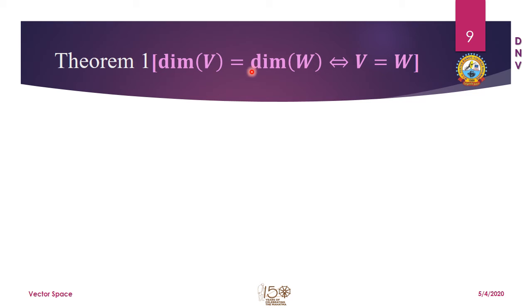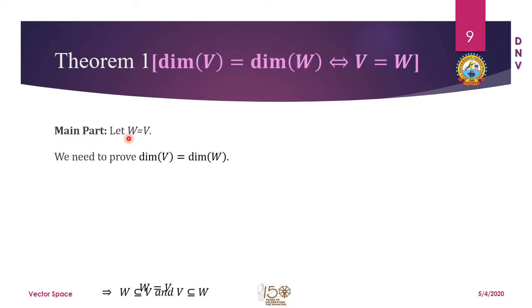So let us prove it by the two-way method. Number 1, the main part: let W equal to V first. We need to prove that the dimensions of these two will be the same. So how can we do that? If W is equal to V, what can we say? That W is a subset of V and V is a subset of W. A very fundamental rule of set theory: if W equal to V, then W is a subset of V and V is a subset of W.